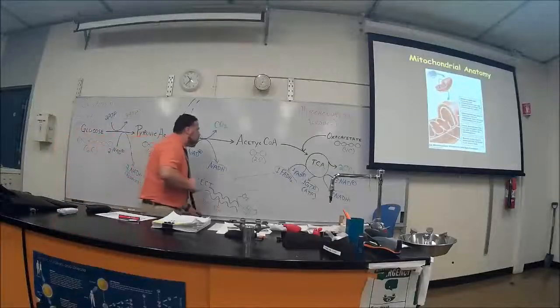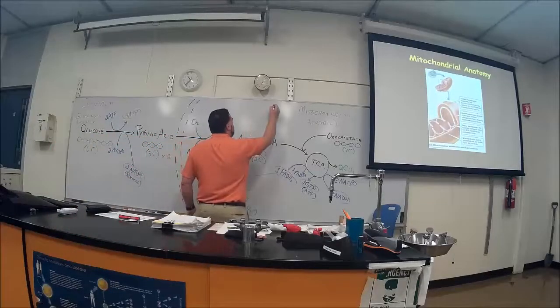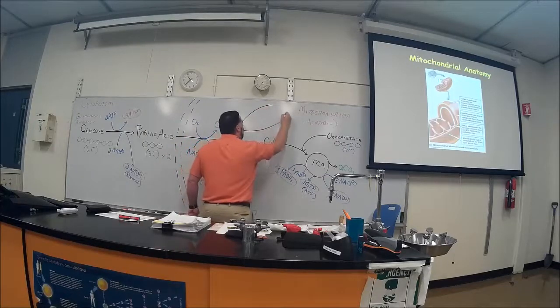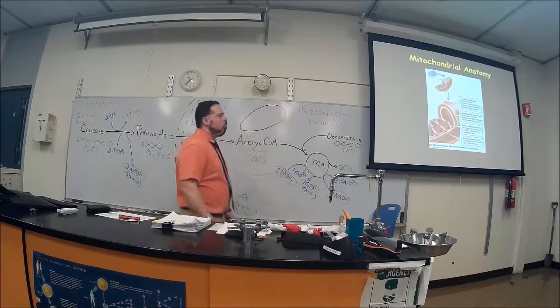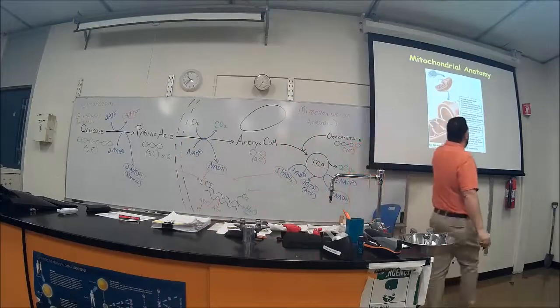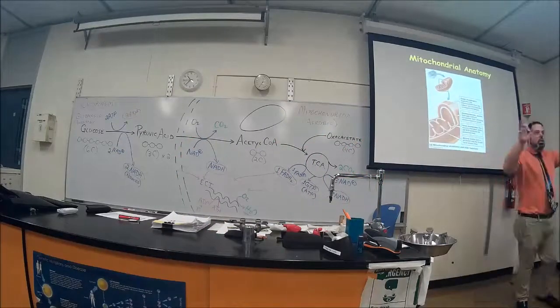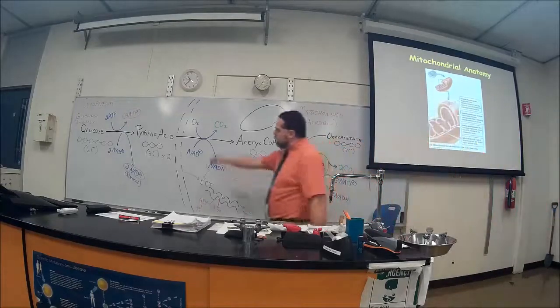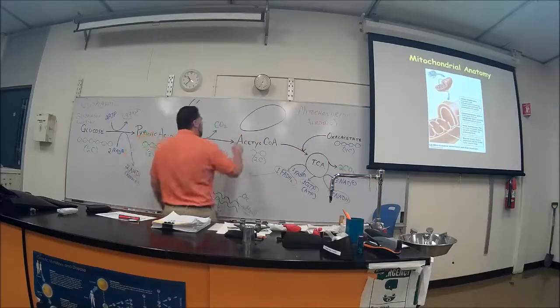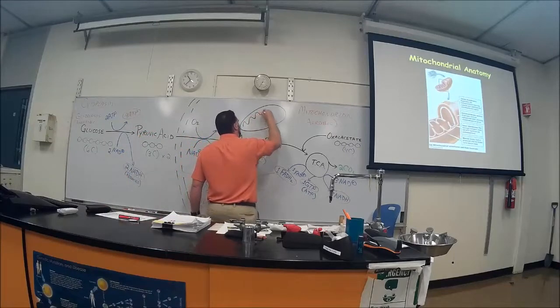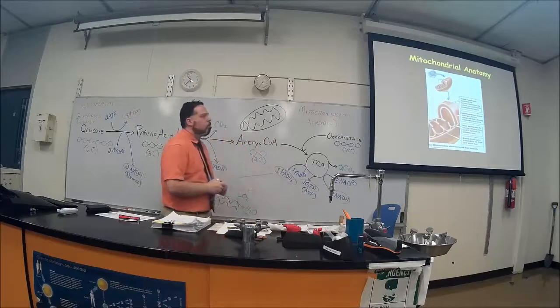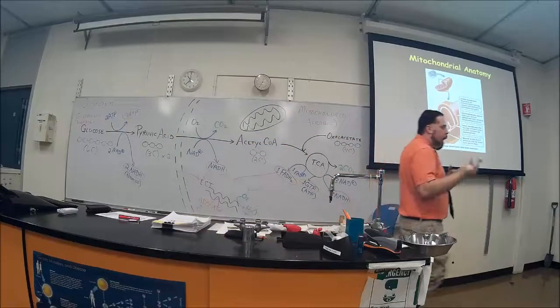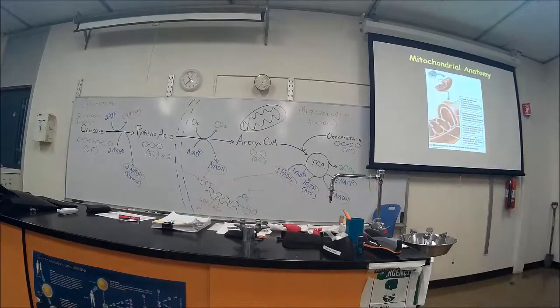I'll just draw it very quickly here and I'll erase it. You have an outer membrane, and the outer membrane kind of keeps it away from the cytoplasm, divides it. But inside there's another membrane, and it's undulated. So we have an outer membrane and an inner membrane. The inner membrane is undulated.